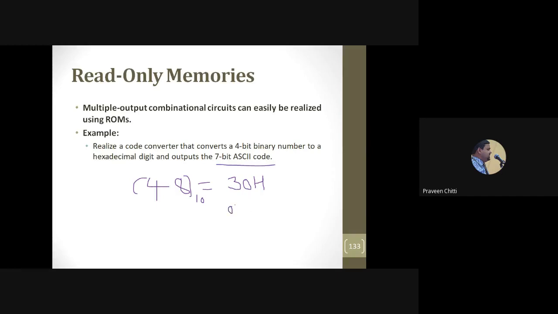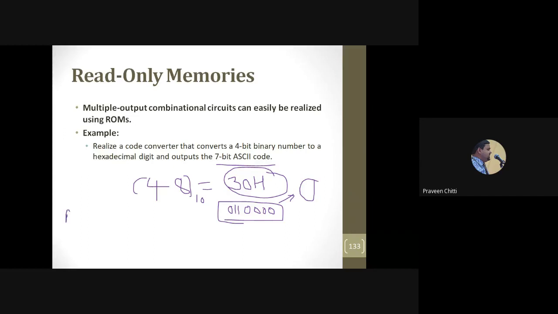3 is nothing but 011, then 0, 0, 0, 0. So how many bits are there in total? 7. So this is the ASCII code for 0. Like that, if it is 1, what is the ASCII code for 1? 31 hex or 49 in decimal. So remember the hexadecimal value only, so that you can easily represent it in binary. So the ASCII value for 0 is 30 hex.